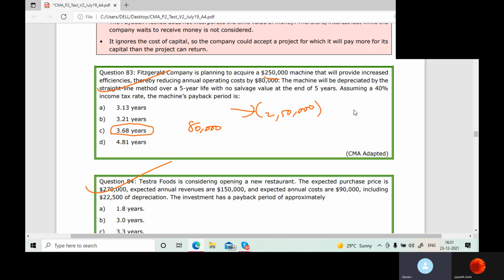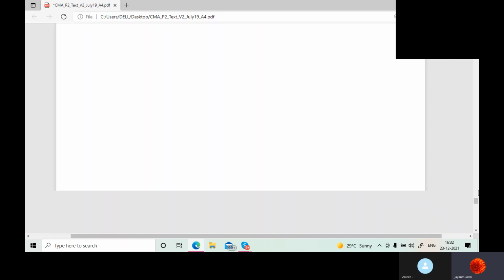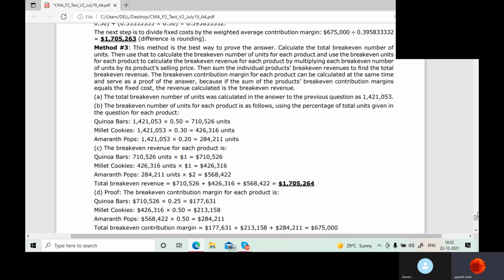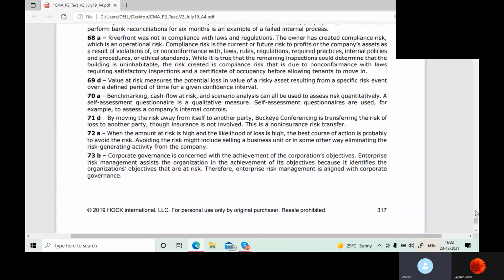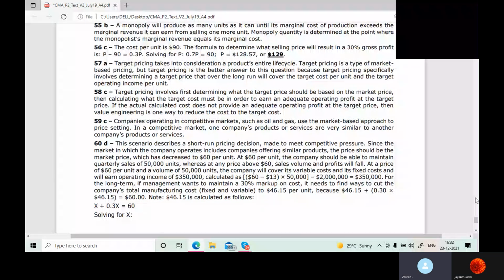Then I removed the tax from the income to get the inflow. See, you got the inflow of 80,000, correct? Yes. And your depreciation is 50,000 if we divide 250,000 by 5 years. Okay. Yes, sir. So let me check your answer. What's the question number? Question number 83.